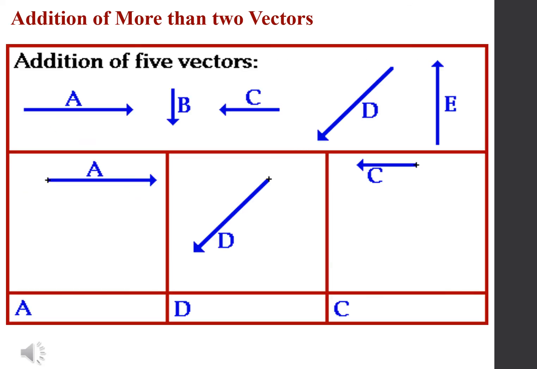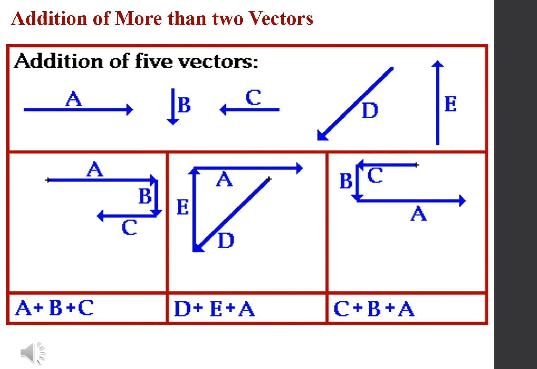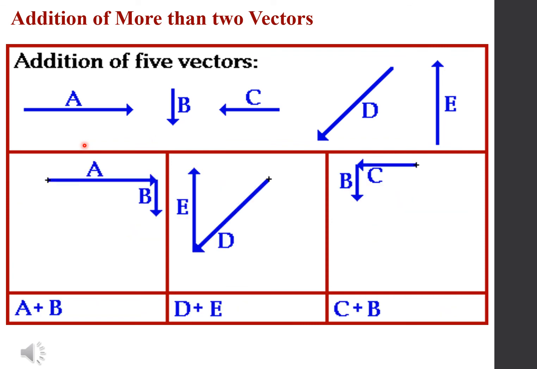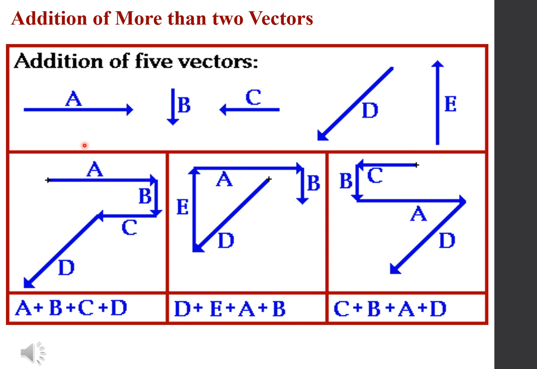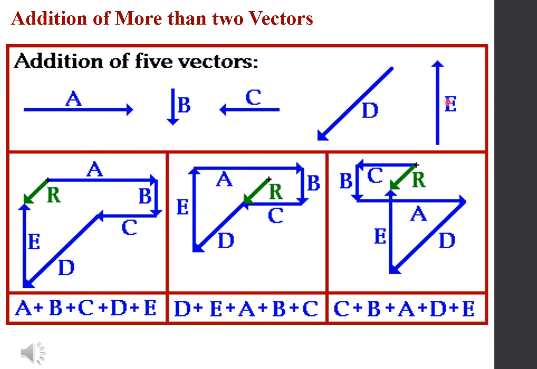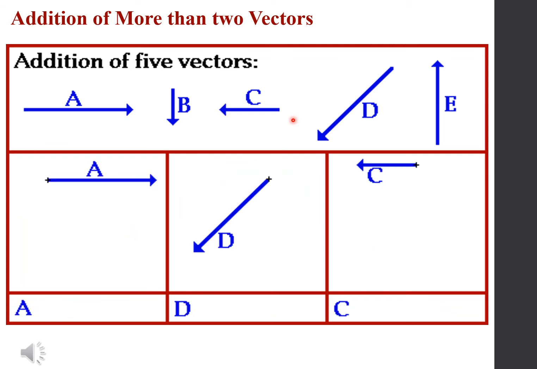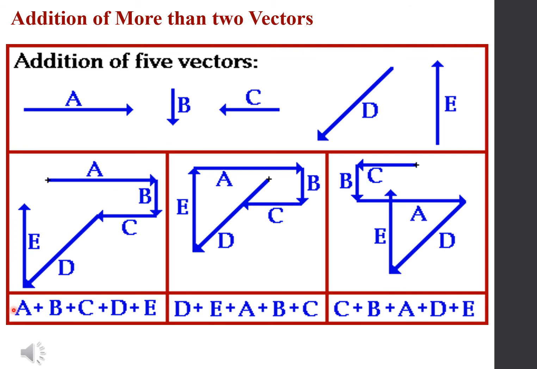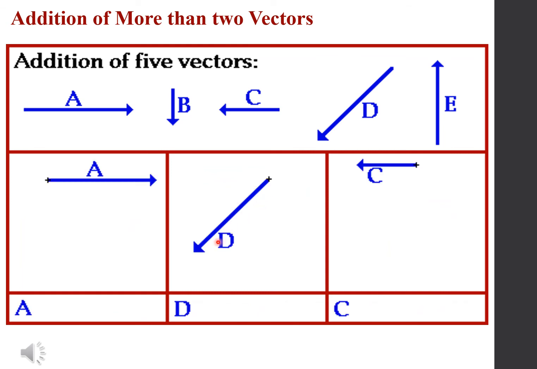Addition of more than two vectors, as we discussed in previous slide, that commutative property holds good for addition of more than two vectors as well. Here we have five vectors: vector A, vector B, vector C, vector D, and vector E. When they are added in different order, still the sum is independent of the order of the addition. Hence the commutative property holds good in this case as well.